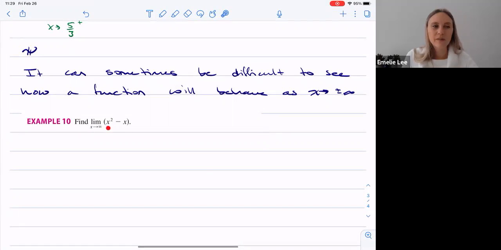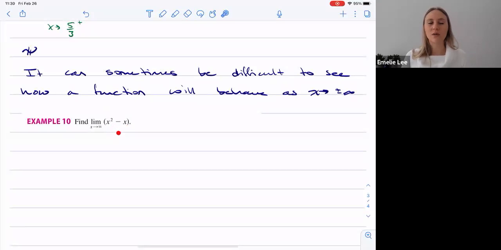So if you want to find the limit as x goes to infinity of x squared minus x, well, x squared is going to infinity, and then minus infinity, I don't know where that puts me, right? Because infinity is not really a number. So I've got this really large number minus a large number, and we can't do anything here, right?